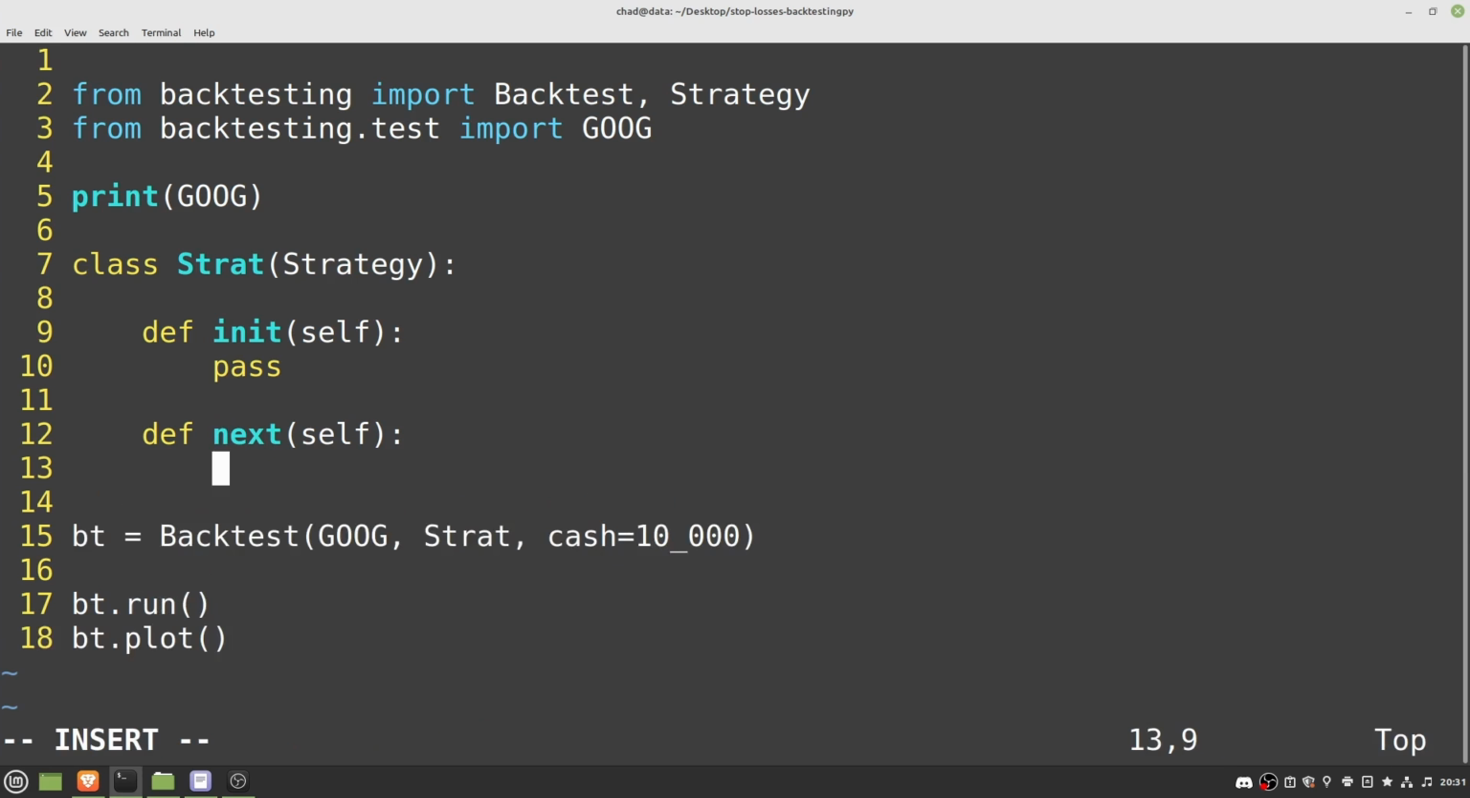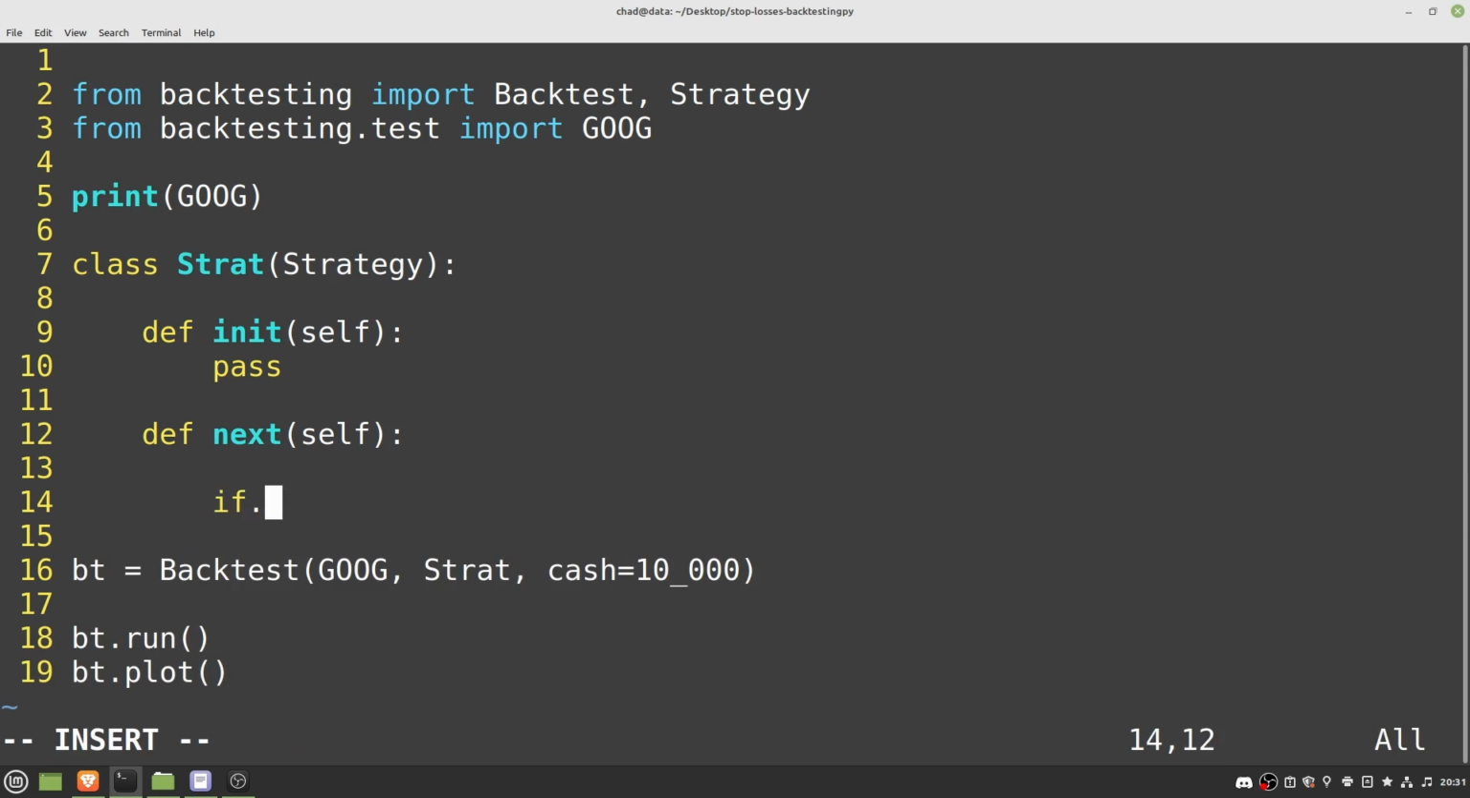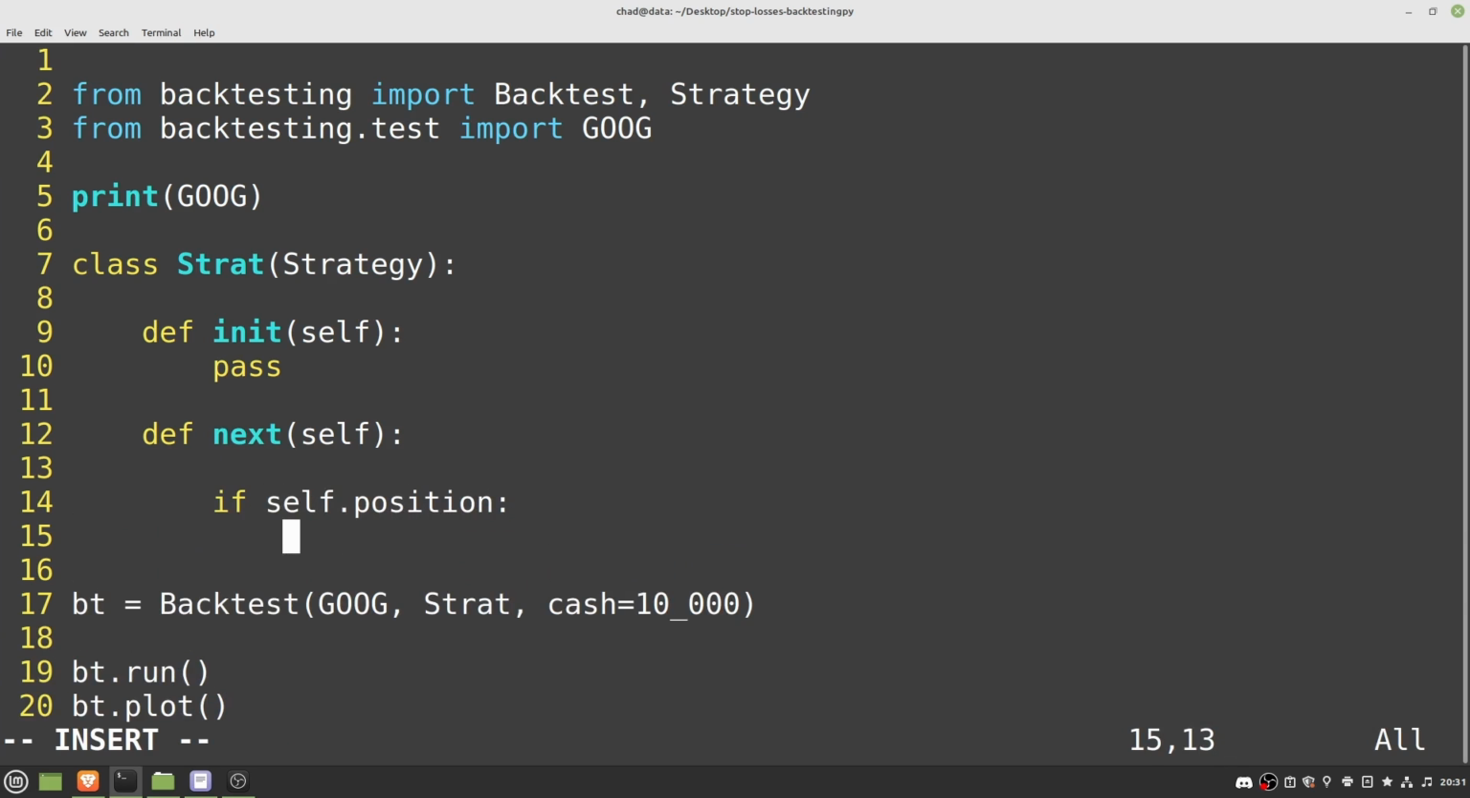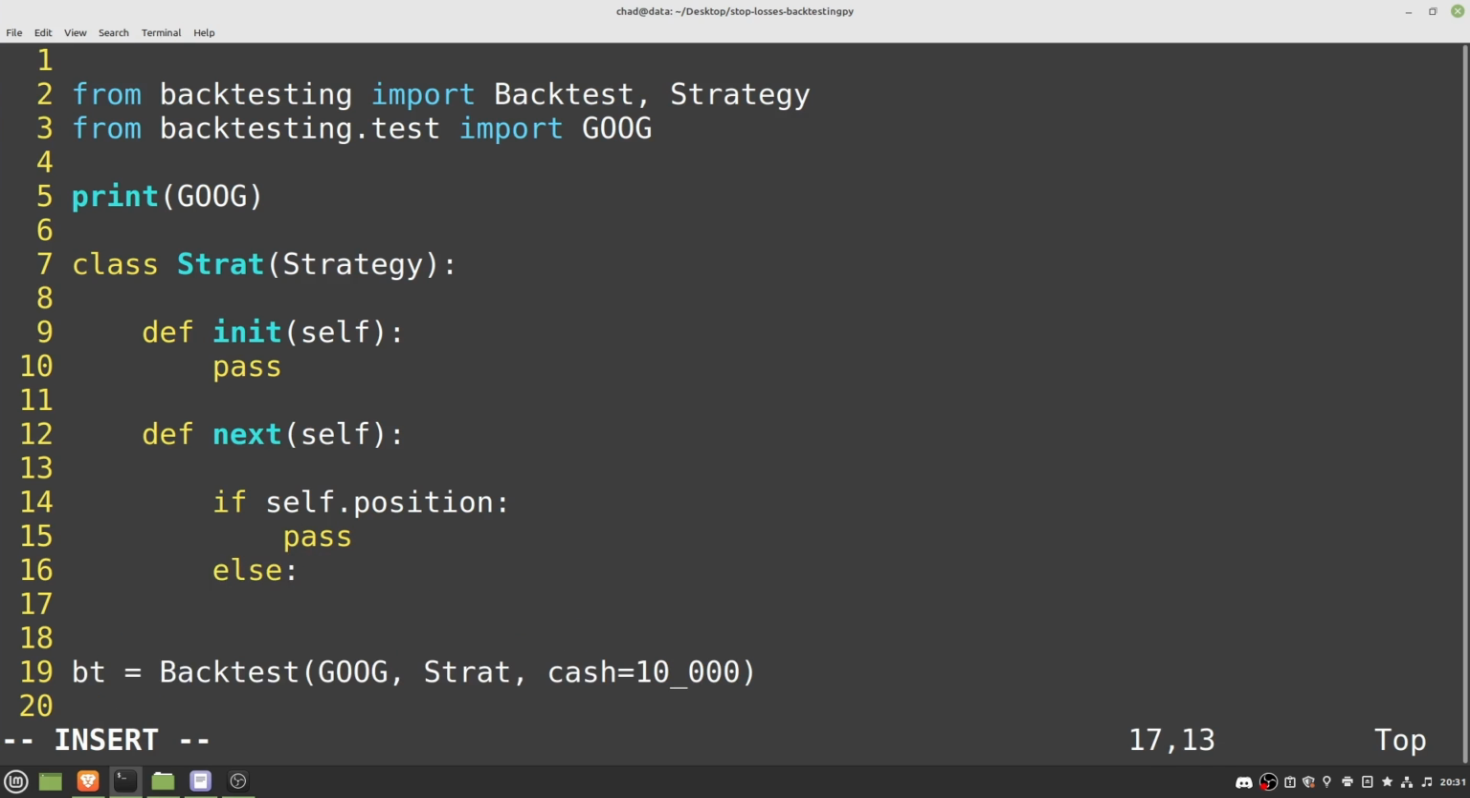So if we go over here, we can say if we have a position, i.e. if self.position is not None, if it exists, well, I actually don't want to do anything in that case. But if we don't have a position, then I want to buy. So all you have to do there is self.buy, include the size. So if I say size of 1, that means buy 1 share. If you provide a float lower than 1 but higher than 0, it will interpret that as using that percentage of your available cash, whereas if you use an integer greater than or equal to 1, it will buy that many shares instead. And we can then add a stop loss in.